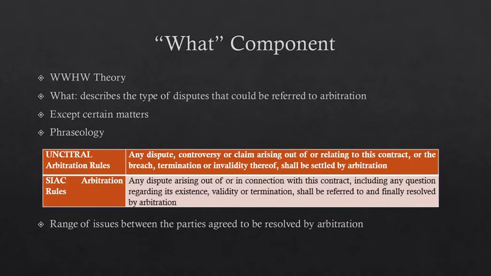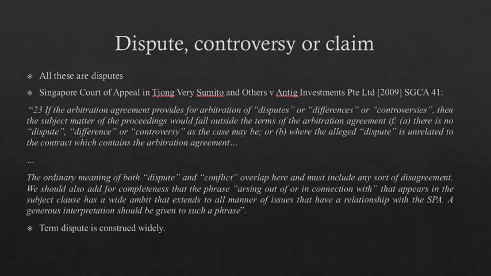Reference in this regard may be had to the decision of the Singapore Court of Appeal in Tjong Very Sumito and others versus Antig Investments, a 2009 decision, where the court held in para 23: if the arbitration agreement provides for arbitration of disputes or differences or controversies, then the subject matter of the proceedings would fall outside the terms of the arbitration agreement if (a) there is no dispute, difference, or controversy, as the case may be, or (b) where the alleged dispute is unrelated to the contract which contains the arbitration agreement. The ordinary meaning of both dispute and conflict overlap here and must include any sort of disagreement.